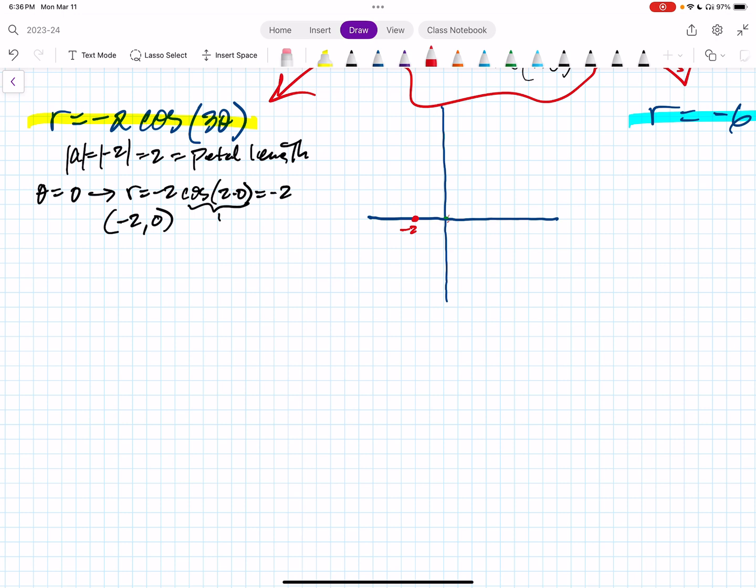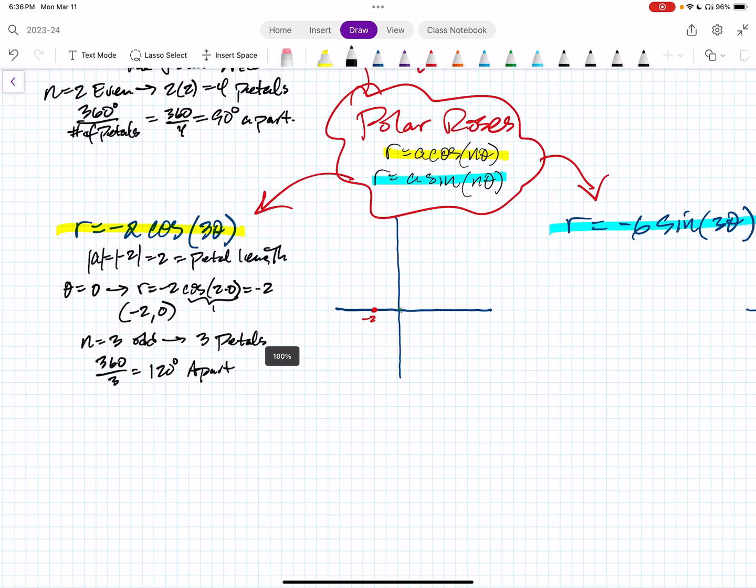All right, but how many petals do we have? So we got to figure that out too. So here n is 3, and guess what? That's an odd number, and that tells me we have 3 petals. Okay, when it's odd, the number of petals is equal to n. So we have 3 petals. How far apart are they? So we take 360 divided by 3, and you get 120 degrees apart. Okay, all that stuff is important to know.